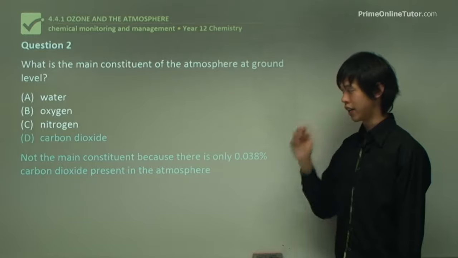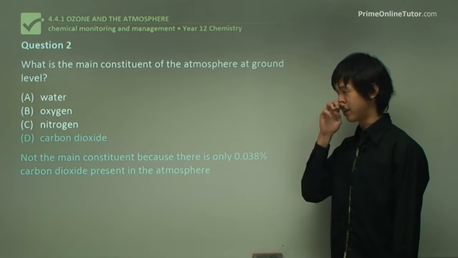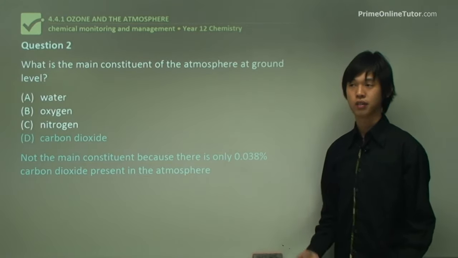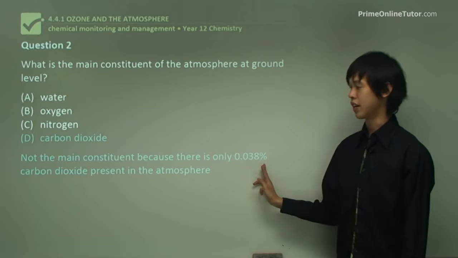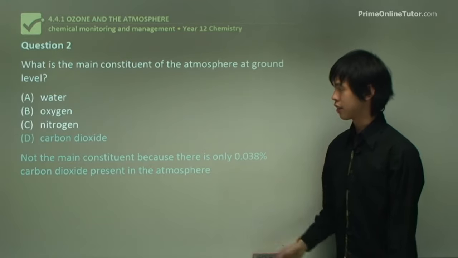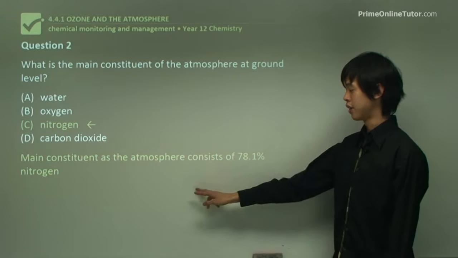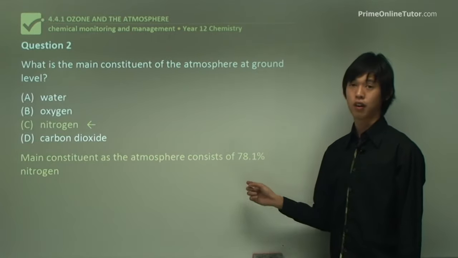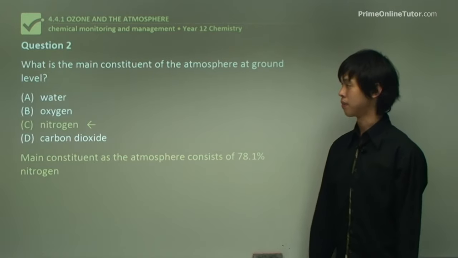Carbon dioxide, again, incorrect, even though its effect is very pronounced, and having increased numbers of carbon dioxide are not good for the environment, it still only makes up 0.038%, which is extremely small. So lastly, we have C, which is the correct answer, nitrogen. As I mentioned, nitrogen makes up 78.1% of the gases in the atmosphere, which is more than 3/4.